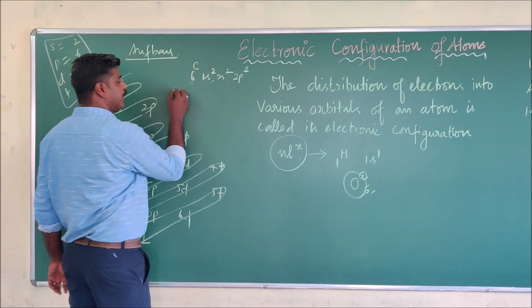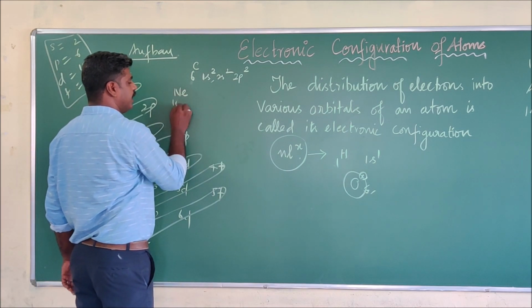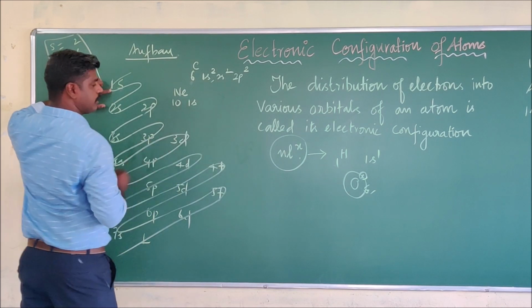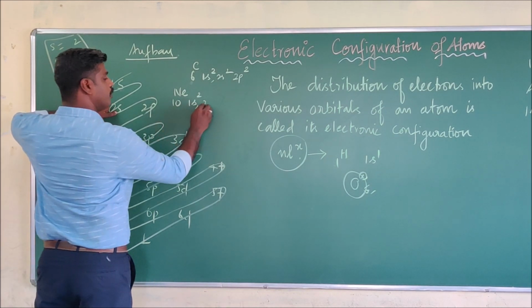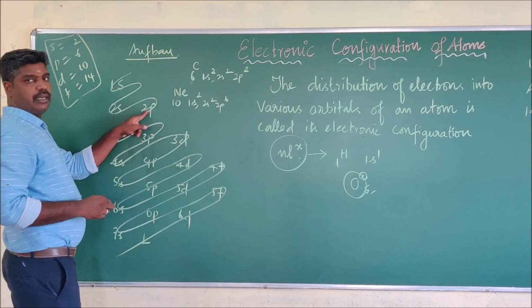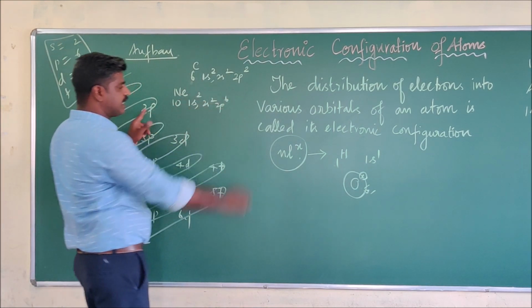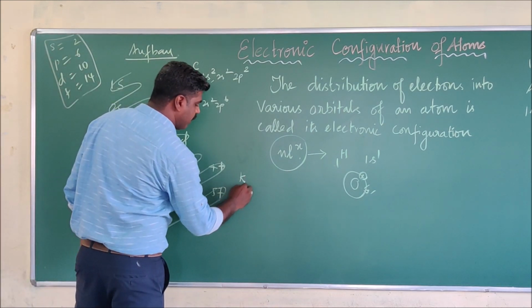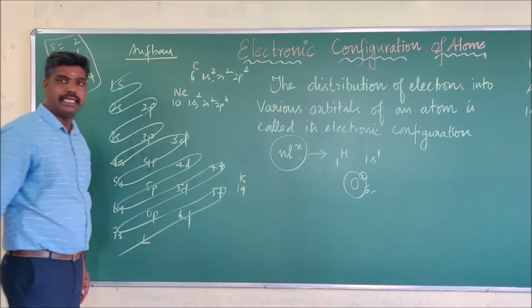Let me write one more example. Electronic configuration of neon, whose atomic number is 10. So start with 1s2, then 2s2, then 2p6. So 2 plus 2 is 4, 4 plus 6 is 10. The electronic configuration is over. Then we start writing potassium, whose atomic number is 19.